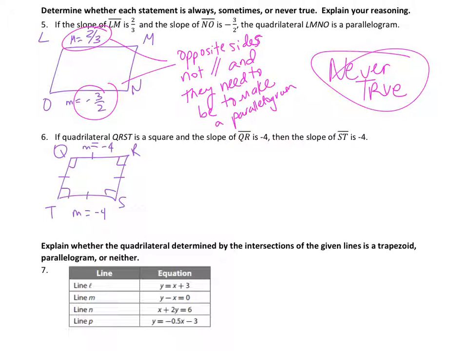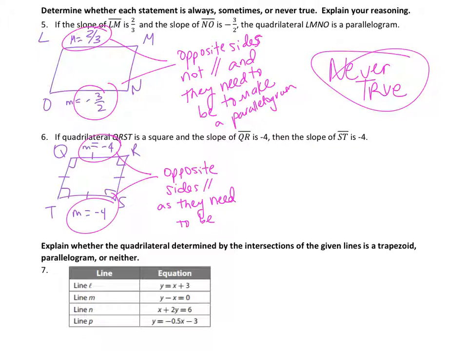But remember, for it to be a square, we need our consecutive sides to be perpendicular to make this right angle, and our opposite sides need to be parallel to each other. So if you notice, our opposite sides are parallel. Because we already know that this is a square and one of the sides, we know that the other side will always have to be parallel to it. So if you notice, it is parallel, so this would always be true.